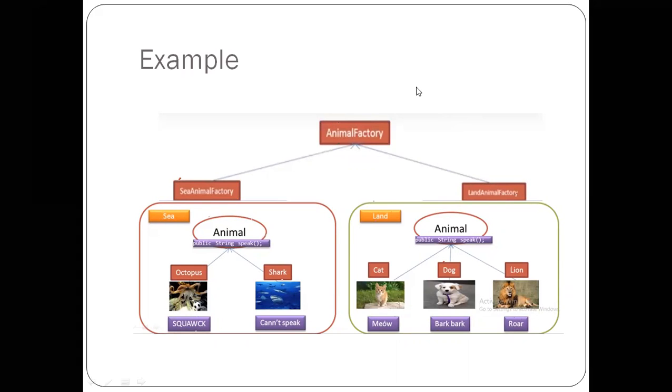So before going into the class diagram here, what is this abstract factory pattern? This abstract factory pattern may create the other factories. This animal factory creates a sea animal factory and also a land animal factory. So this animal factory acts as a super factory which creates two: one is a sea animal factory and another one is a land animal factory. This is the definition of abstract factory pattern here, right?